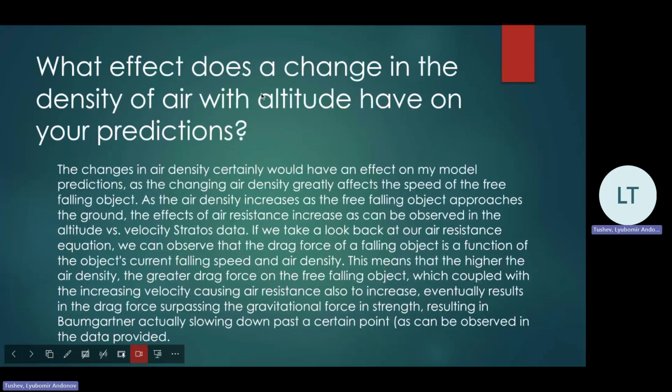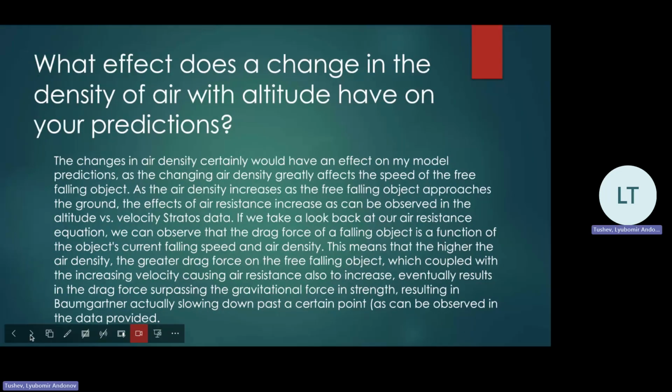The discussion part of this lab: how changes in air density with altitude have effects on my predictions. The change in air density would certainly affect my model predictions. As mentioned earlier, the air density does increase as the altitude decreases. As the object falls lower and lower towards the ground, the air density increases, and as air density is part of the air resistance formula, this means that the air resistance would increase exponentially as the object approaches the ground, resulting in higher and higher air resistance, which is what actually caused Baumgartner to slow down during his free fall, as shown in the Stratos data earlier.